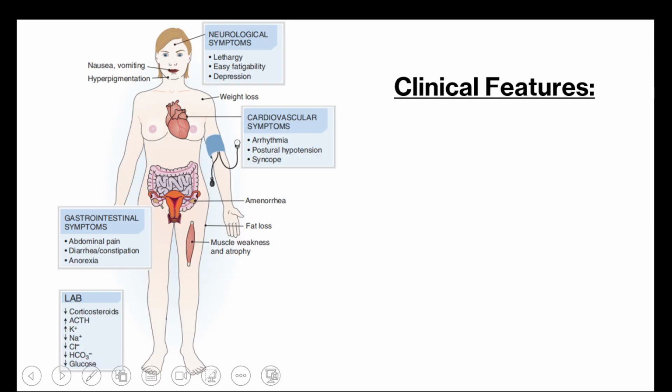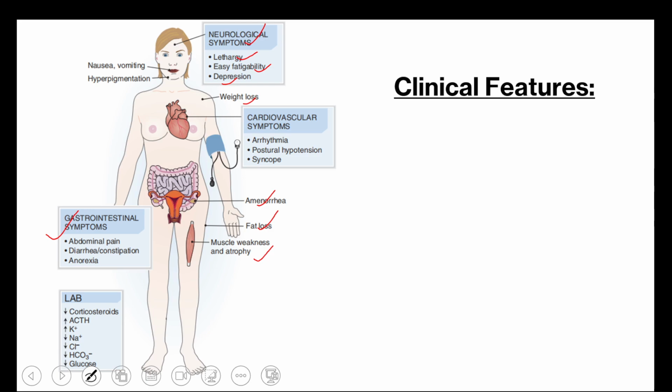And now we see the various clinical features of Addison's disease. First, we see the gastrointestinal symptoms, which are the very early manifestation of Addison's disease, where we can see abdominal pain, diarrhea, constipation, anorexia. Then we see muscle weakness, fat loss, amenorrhea in females, and if it continues for a longer period of time, then that results in neurological symptoms as well, like lethargy, easy fatigability, depression, and the person will also lose weight.